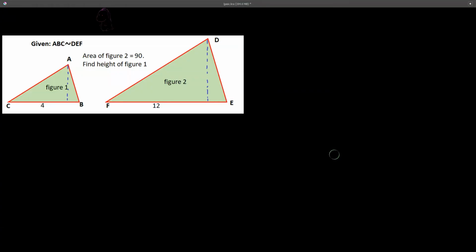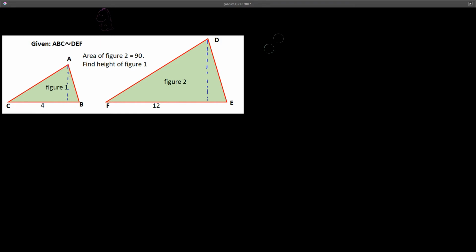In this example, we are going to look at how to use the properties that we just discovered to solve these problems. Here you have two triangles that are similar, and you know this base, CB, is 4, and this base here is 12. And they tell you that the area of figure 2, DEF, is 90, and they want you to find the height of the little triangle.